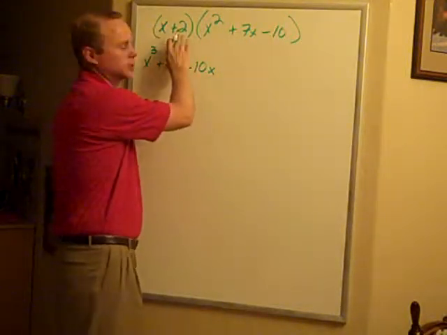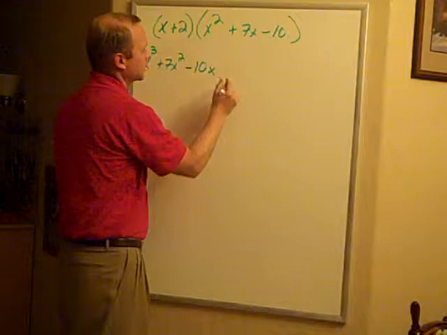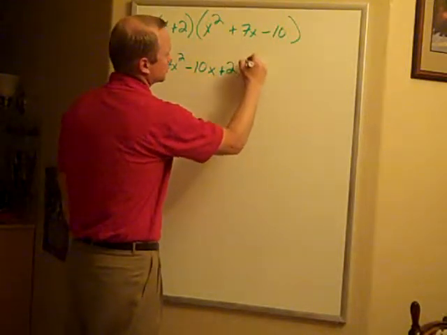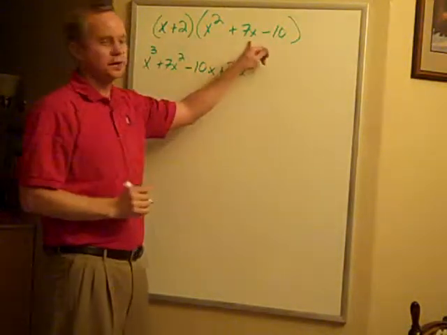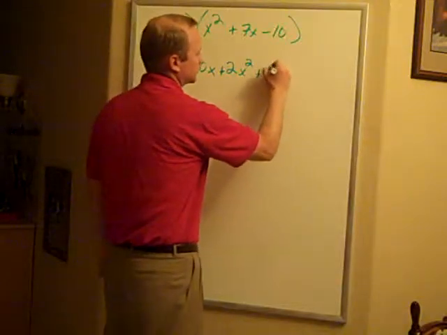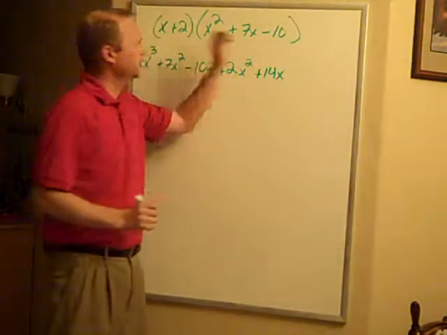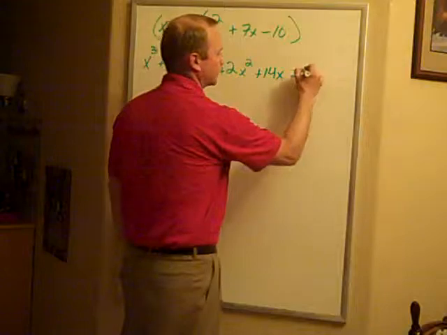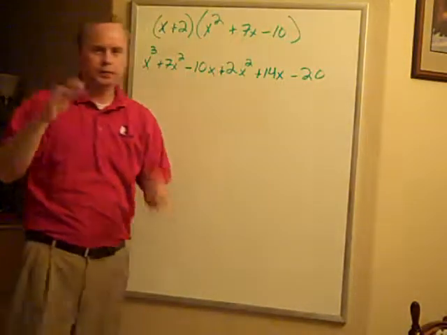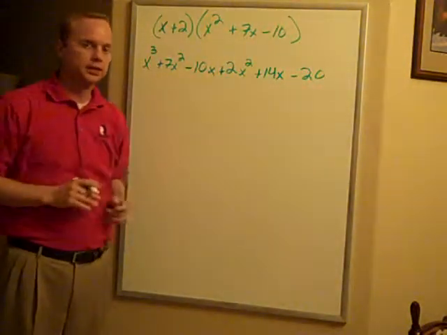Okay, now the next thing I can do is this 2. 2 times x squared gives me plus 2x squared. 2 times 7x gives me plus 14x. And then 2 times negative 10 gives me negative 20. So now I've distributed the x and the 2 both to everything inside of there.